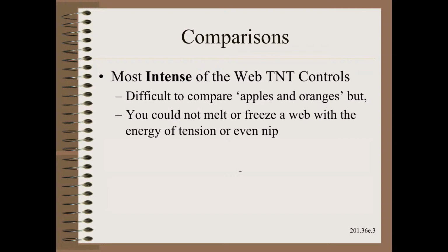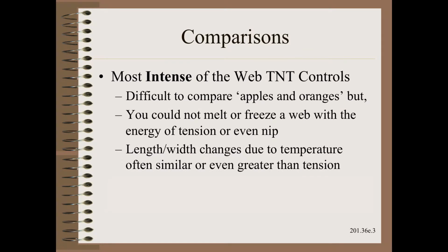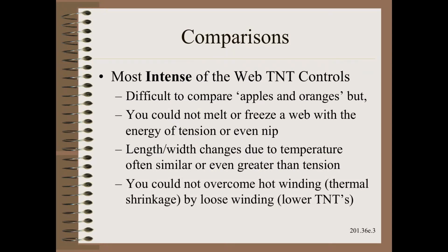One way to compare directly is also to look at dimensional changes, or as scientists call it, strain. Because the thermal and hygroscopic expansion ratios tend to be larger than moduli, small changes in temperature can often cause length and width changes that are larger than tension or nip. As a final example, we note that if you wind some materials hot, the stresses caused by thermal shrinkage can overwhelm any compensating changes you can make by loosening the winder settings.